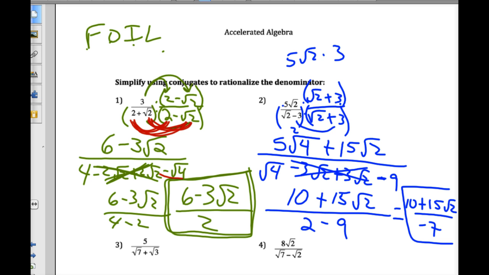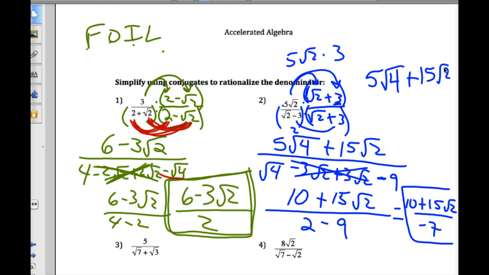Okay. Where did it come from? I distributed 5 radical 2 to my radical 2 plus 3. Distributed. What's 5 radical 2 times radical 2? 10 radical. No. Remember, you can only multiply your numbers together and your radicals together. There's like a little 1 in front if you don't see it. So it'd be 5 radical 4 plus the 3 is a whole number times 15 radical 2.